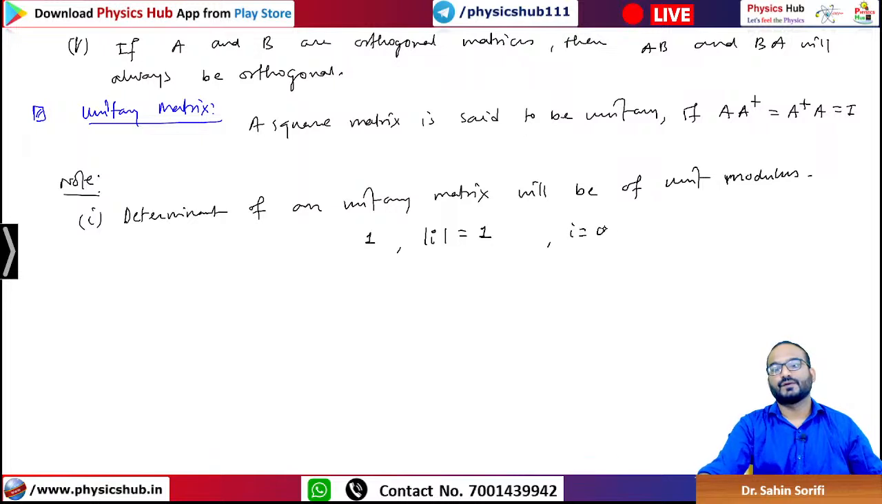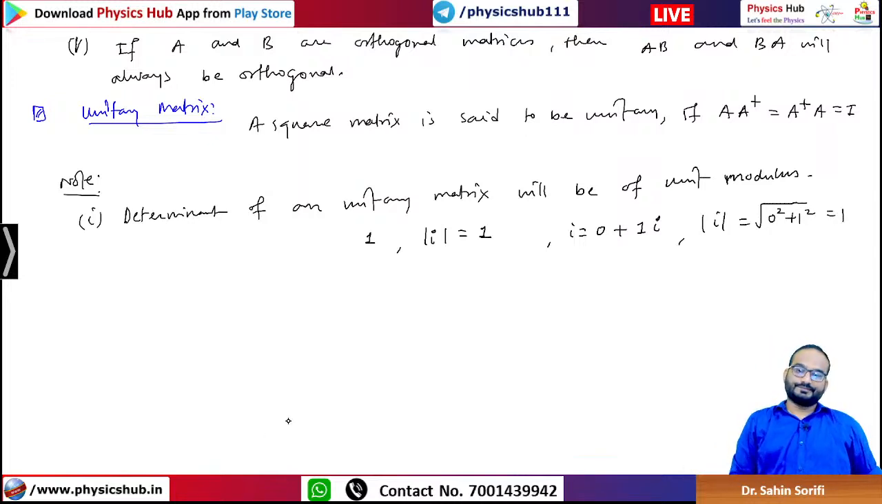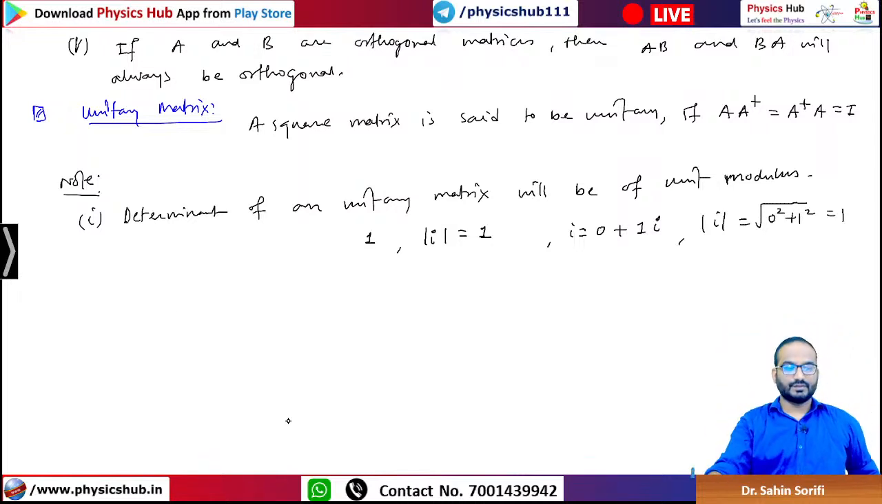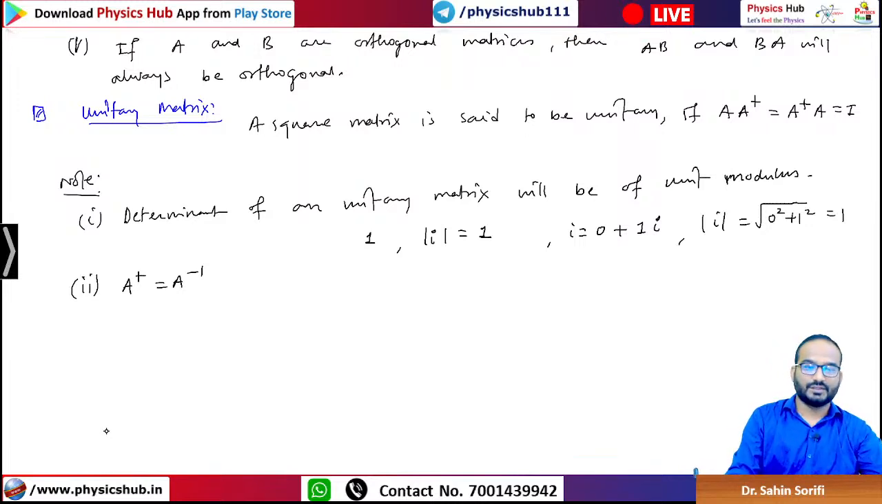I is 0 plus 1 times I, so the modulus of I is the square root of 0 square plus 1 square, which is 1. That is why the name unit modulus. Again, A dagger A equals I, so A dagger is A inverse. So you just find the dagger, and you can find the inverse. If you know that it is a unitary matrix, you can write the dagger to be its inverse.